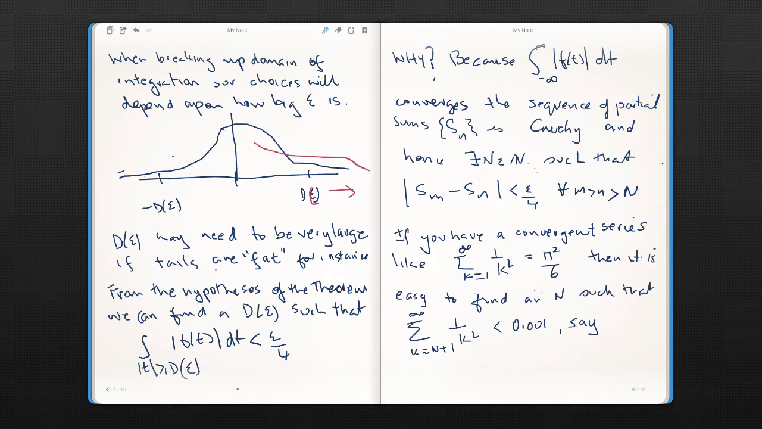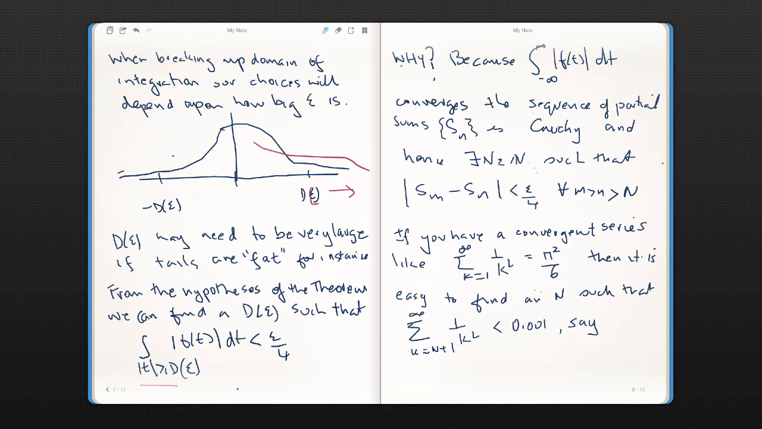But what we are assured of, because of the hypotheses in the theorem, is that we can find a d of epsilon such that the tails, now this captures both tails, it captures t greater than positive d epsilon, and then the t's less than negative d epsilon. So we can be sure we can get a d epsilon that will make this absolute integral less than epsilon on 4.